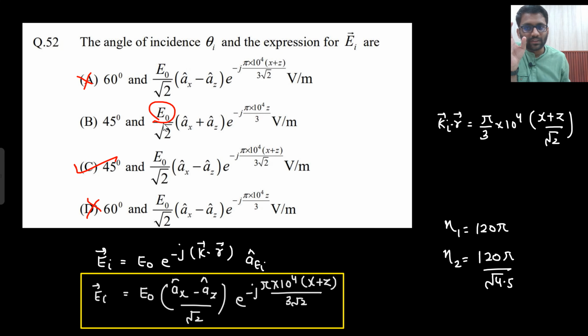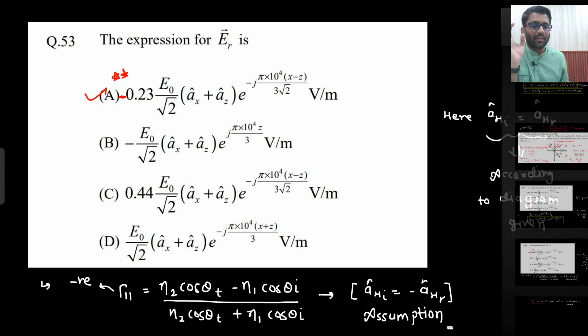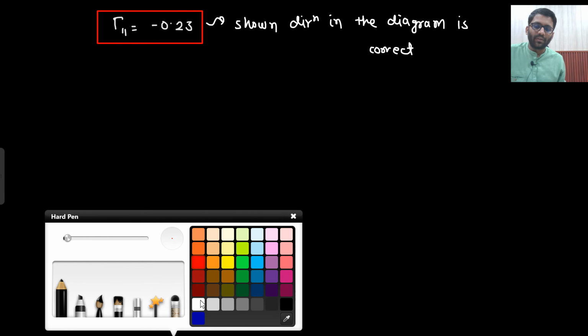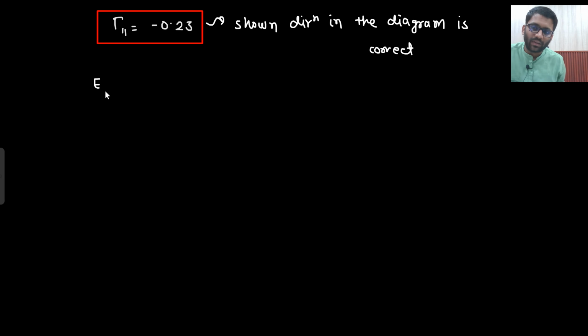What is the amplitude? E naught is the amplitude. So what is my amplitude? What will be my E reflected? E reflected will be equal to 0.23 into E incident. I am only talking about the magnitude. So that would be 0.23 E naught.